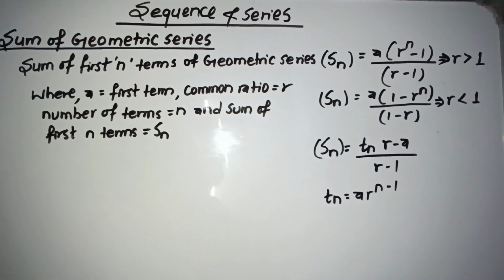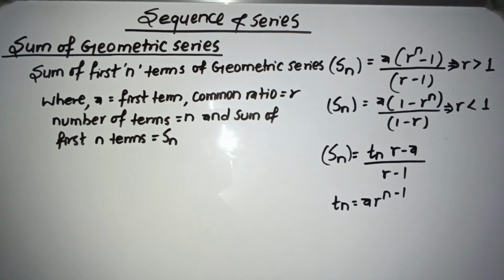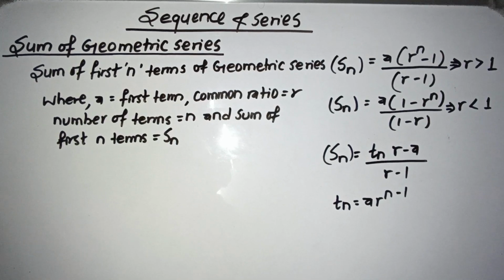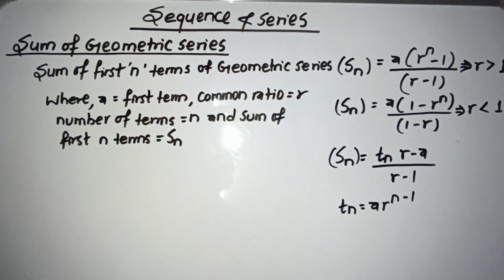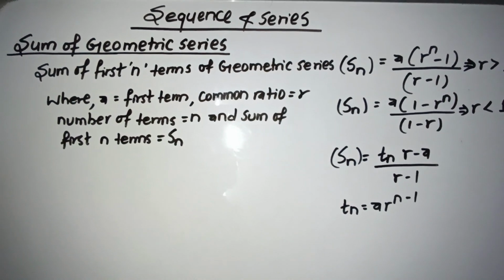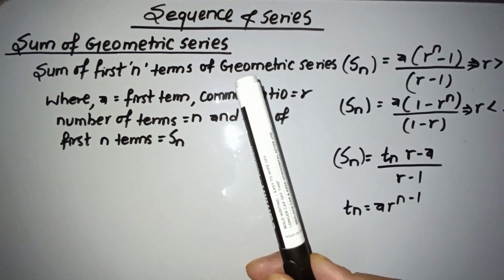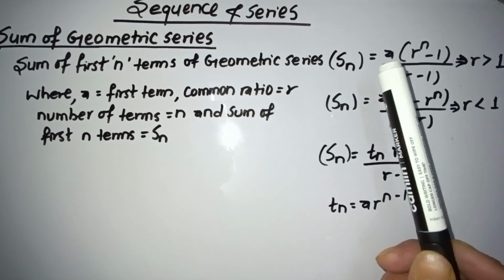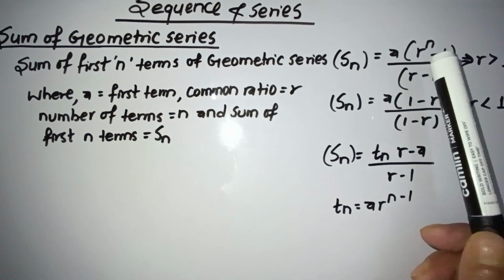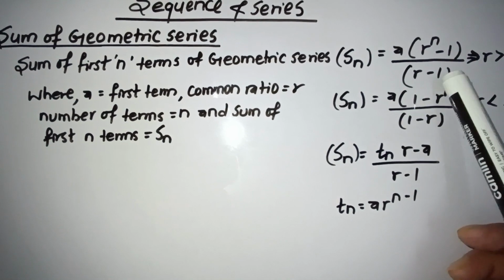We will discuss the next topic, that is sum of geometric series. Before we solve numerical problems, we should know the sum formulas which are used to calculate it. The sum of the first n terms of a geometric series, Sn, is equal to a times the bracket r to power n minus 1, divided by r minus 1.